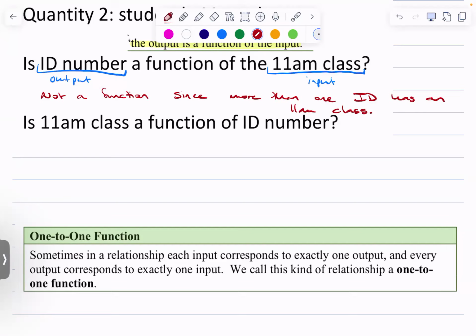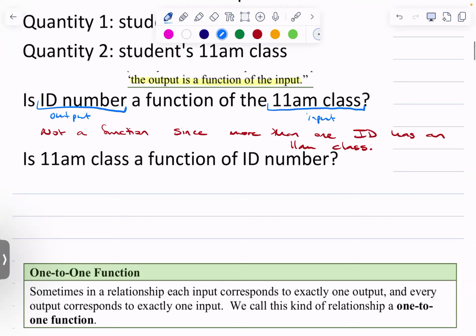How about the next one? Well, I have a feeling that it'll be a function, right? Kind of how these things go. But let's confirm, is an 11 a.m. class a function of an ID number? Okay. Again, let's map out just using the phrasing, right? The output is a function of the input. And so is this output a function of ID number, which is the input? I would say yes. No surprise, right?